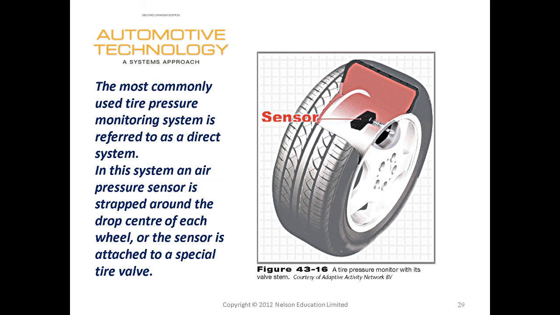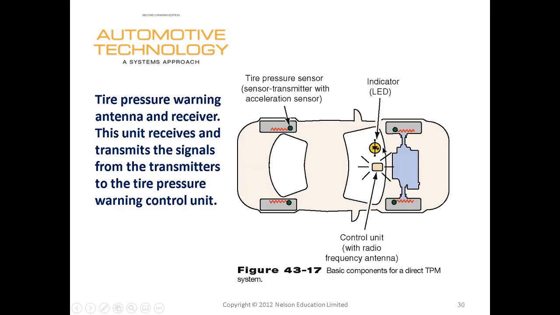TPMS, tire pressure monitoring systems. The most commonly used tire pressure monitor system is referred to as a direct system. What this means is there is a tire pressure sensor, usually incorporated with a valve stem, mounted inside the wheel. This sends a signal to a computer which monitors our tire pressures. It usually gives us tire temperature as well. Not that that's really that important to monitor.